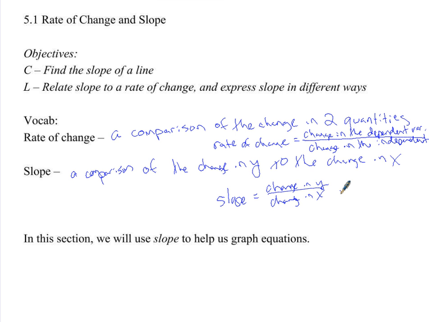In this section, we're using slope to help us graph equations. We need to figure out what slope is. Once we know slope, our equations can be graphed much easier than we've been graphing them so far this year. So far this year, we've been plotting points and then drawing lines. By the time you're done with the next couple of sections, you're going to be able to just graph it without having to plot points. And that's really nice because it becomes much faster.